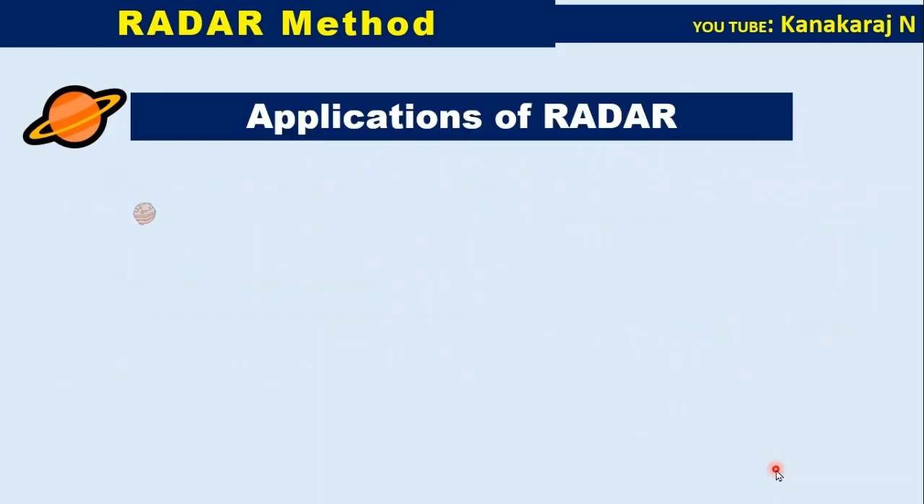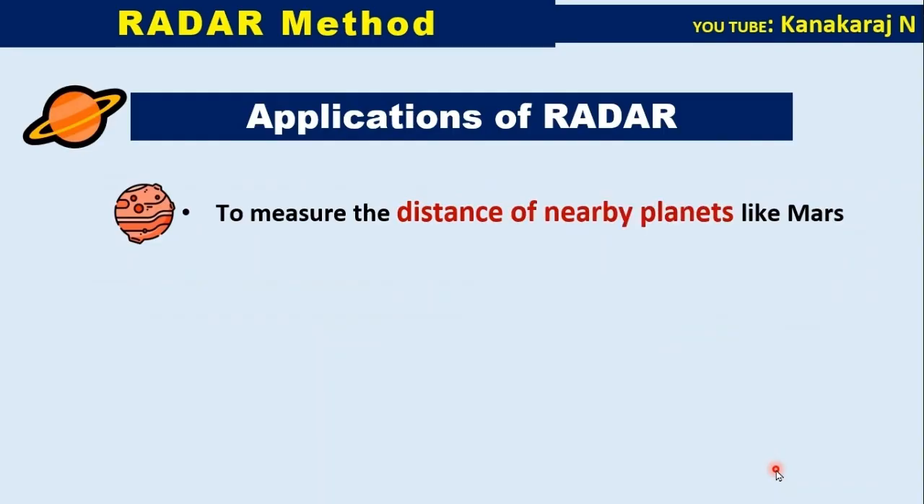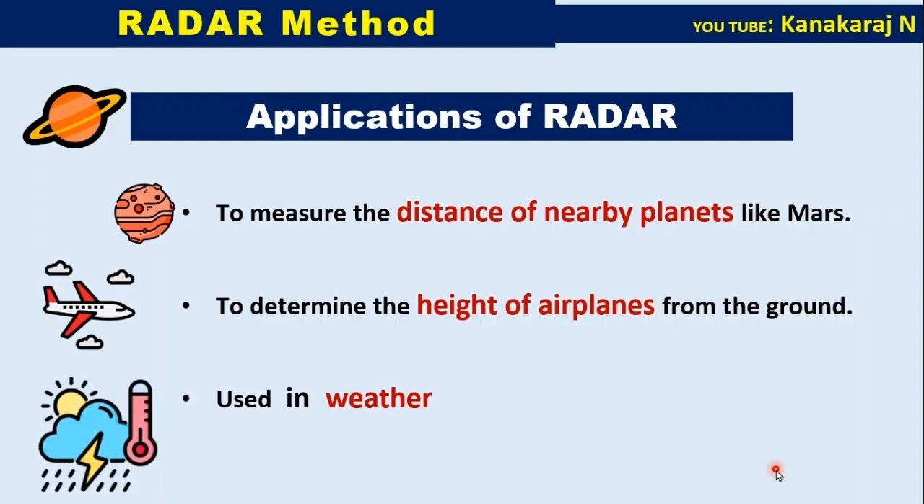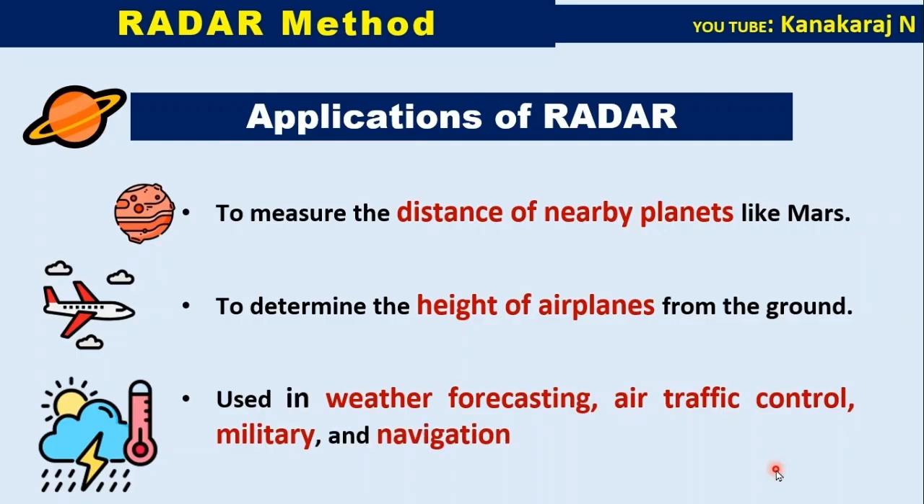Applications of radar. To measure the distance of nearby planets like Mars. To determine the height of airplanes from the ground. Used in weather forecasting, air traffic control, military and navigation systems.